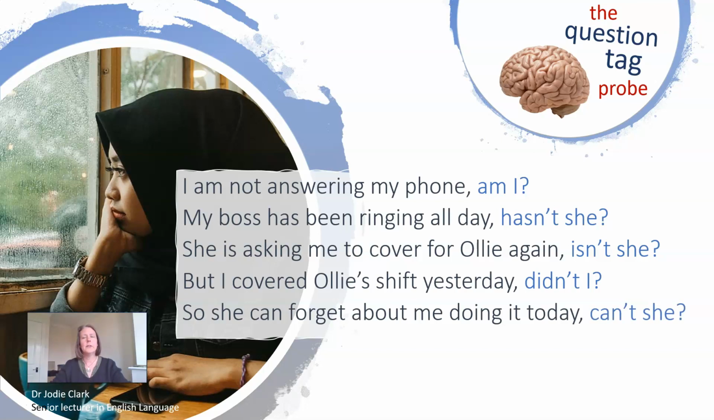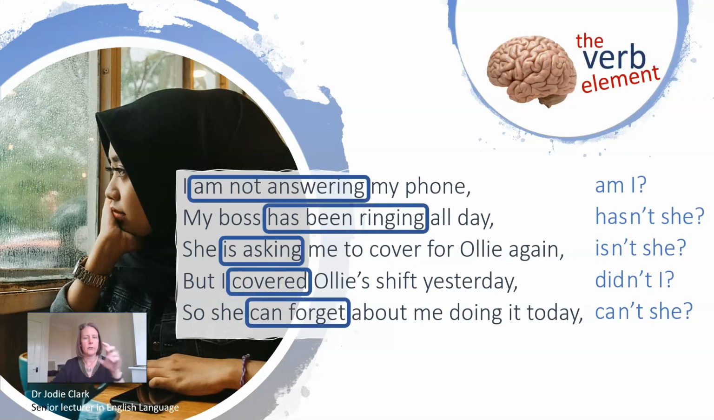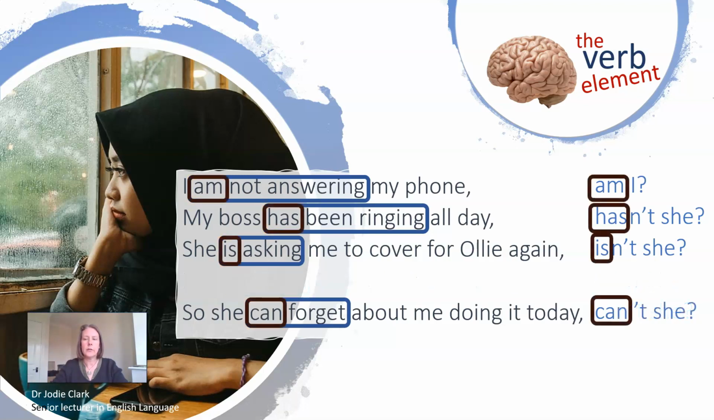Okay. So what I'd like you to do now is have a look at the question tags and have a look at the actual verb element of the clauses and see if you notice anything about them. See if you can notice any patterns. And one of the patterns that you might notice is that the first word in the tag matches, in most instances, the first word in the verb element, right? So am I, am not answering. Hasn't she, has been ringing. Isn't she, is asking. And can't she, can forget. Right? So that first word matches the first word in the verb element. So we're already getting a sense that, okay, this could actually be really quite valuable for us.